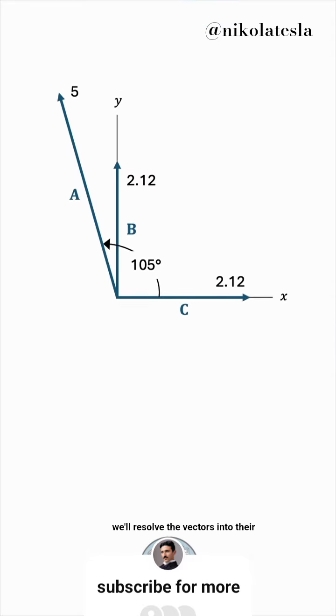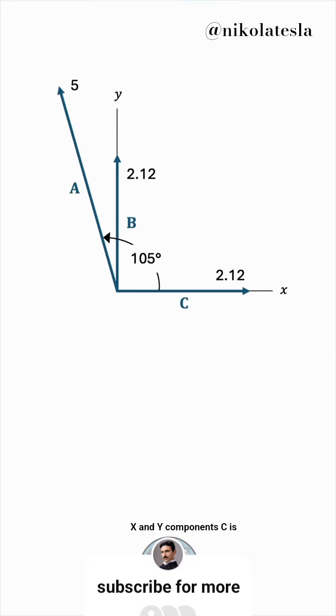We'll resolve the vectors into their x and y components. C is already in the positive x direction and B is in the positive y direction, but A is neither purely x nor purely y. So let's resolve A into its horizontal and vertical components.